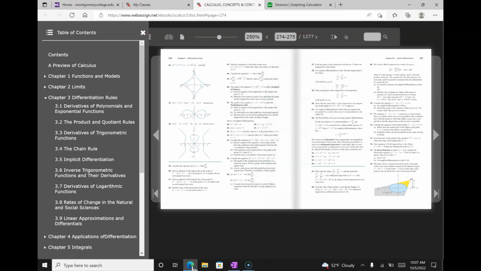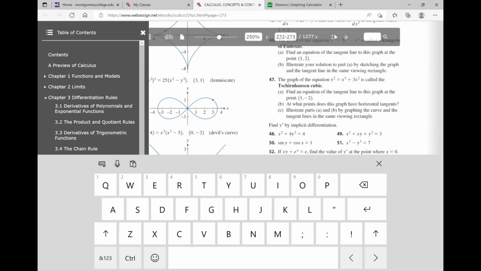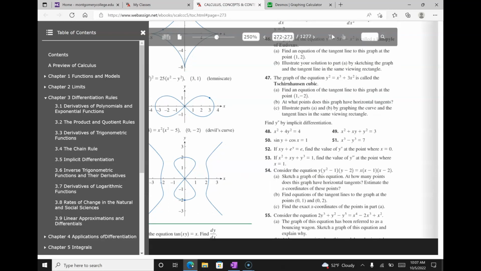All right, so look at 37. You've seen it before, right? Lemniscate. It's an infinity symbol, right? Pretty cool that we could draw a function like that, using a function. And it's going to be implicit. So let me see if I can move this thing over without everything freaking out on me.